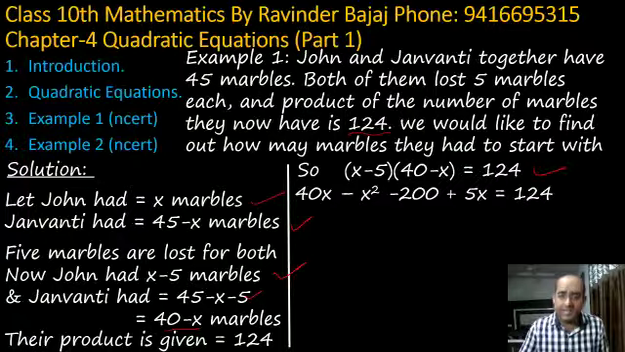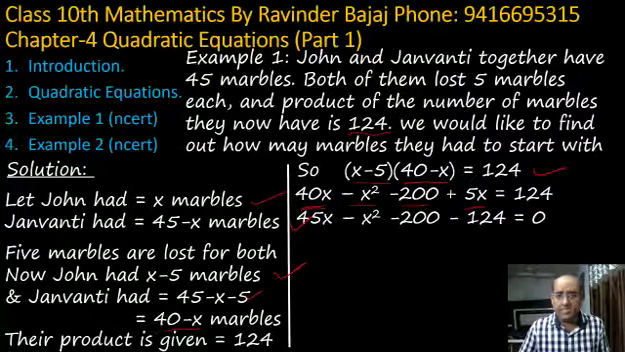Now I'm multiplying x with 40. It is 40x. Then minus 5 with 40, it will become minus 200. Minus 5 with minus x, it will become plus 5x. And x with minus x will become minus x square. See, you know how to multiply these two factors, multiply and see. This is the expression. Now convert it into standard form.